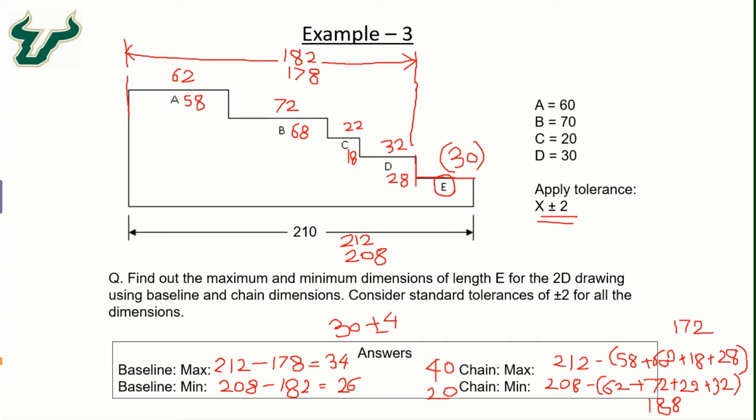And here in the chain dimension scheme, we have the range from 40 to 20. So it means it is 30 plus minus 10. And we can see a big difference in the unreliability of the tolerance build-up in the chain dimension as plus minus 10. However, for the baseline scheme, it is plus minus 4. So clearly, if we use the baseline dimensioning scheme for this particular problem, then we have less unreliability in the tolerance build-up, 30 plus minus 4, as compared to 30 plus minus 10 for the chain.